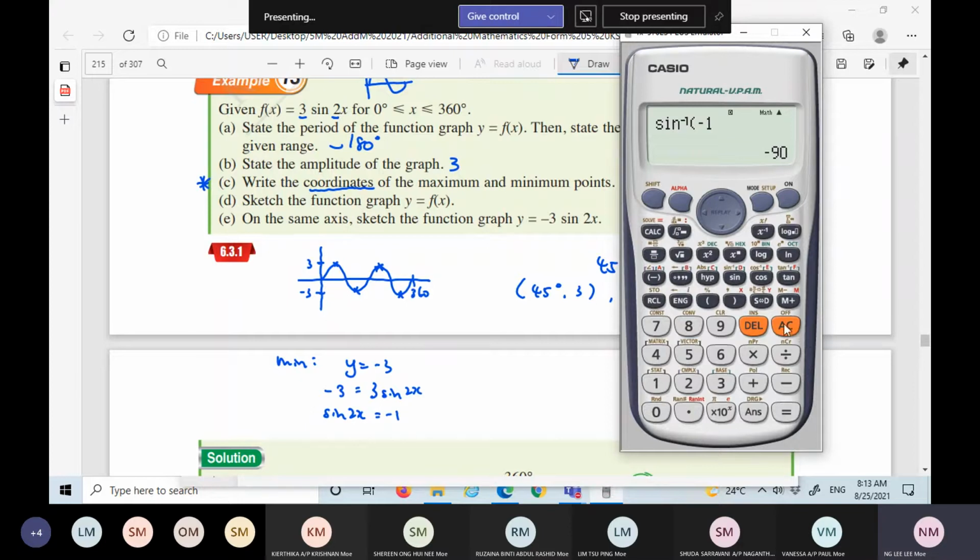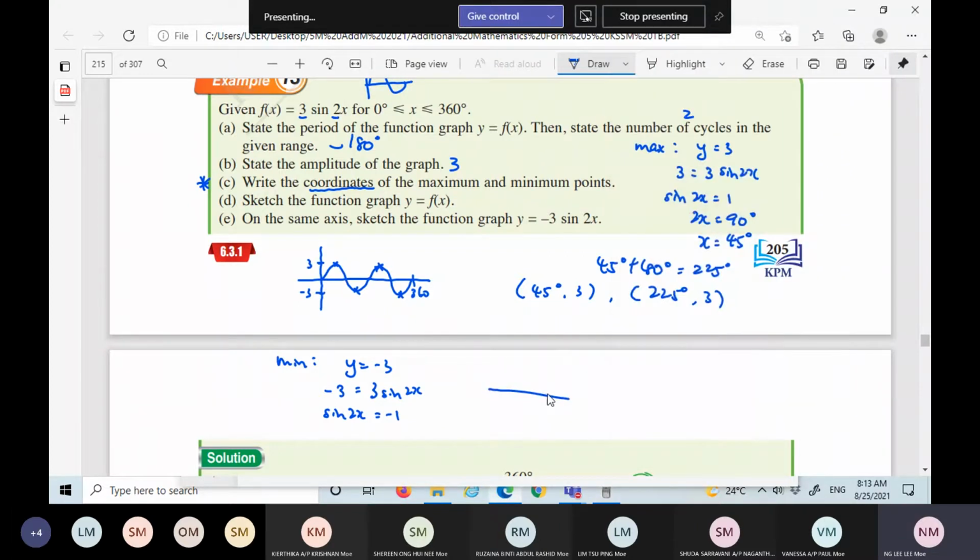-90, what is the meaning? Remember the negative angle, you turn this way. -90 is here, this is 90 degrees, so it's this angle.